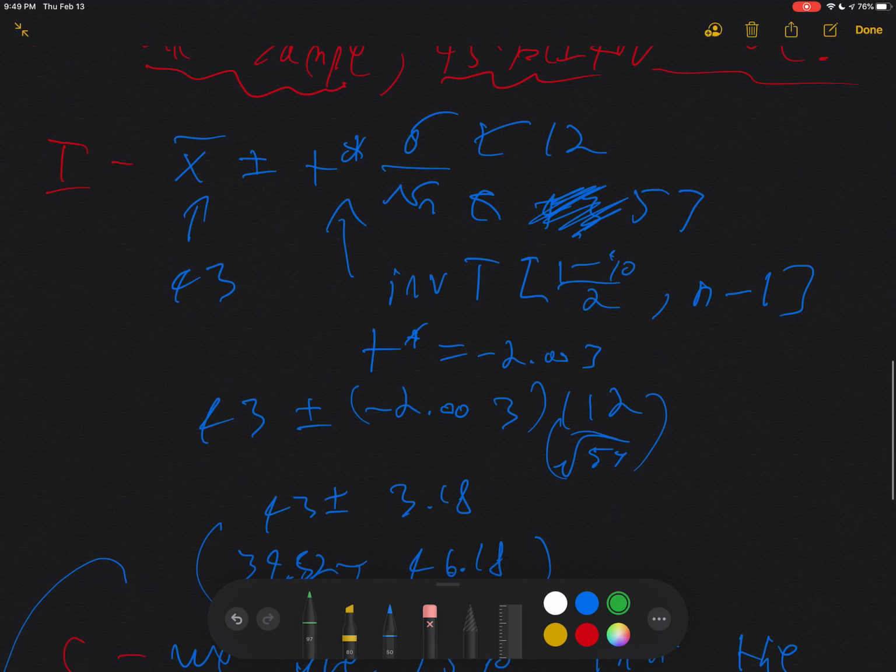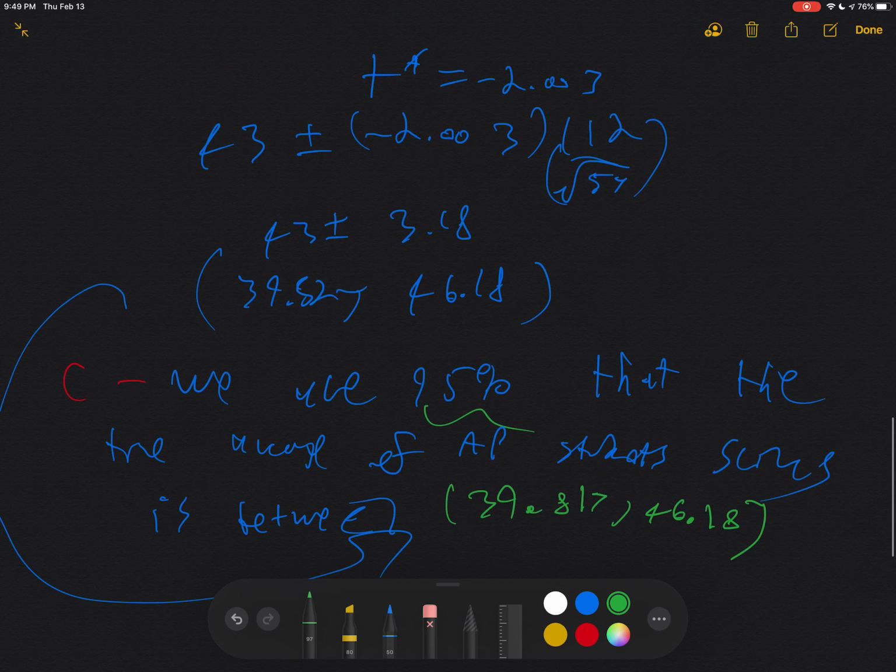And then this super important formula, x-bar plus or minus t star, standard deviation over the square root of n. And that'll give you a confidence interval. And then finally, you're just saying, we are 95% confident that the true average of AP student scores is between this and that. So good luck on the quiz. This is a lot of content to cover, so it's very hard.